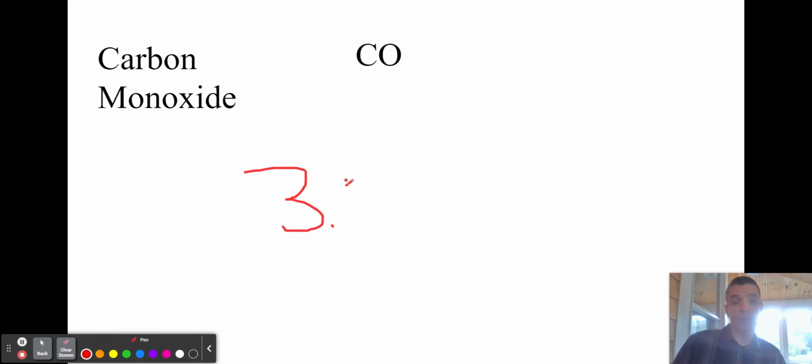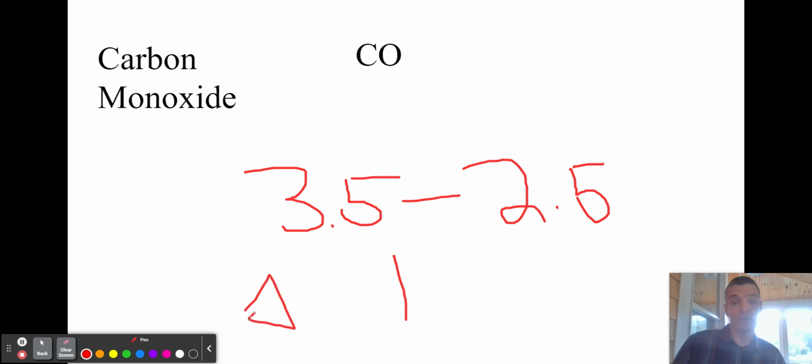Carbon is 2.5 and oxygen's electronegativity is 3.5. So that's going to give me a difference in electronegativity of 1. So this is definitely going to be a polar bond, and it's going to be polarized towards the oxygen. So I'd have a delta negative and a delta positive. All right.